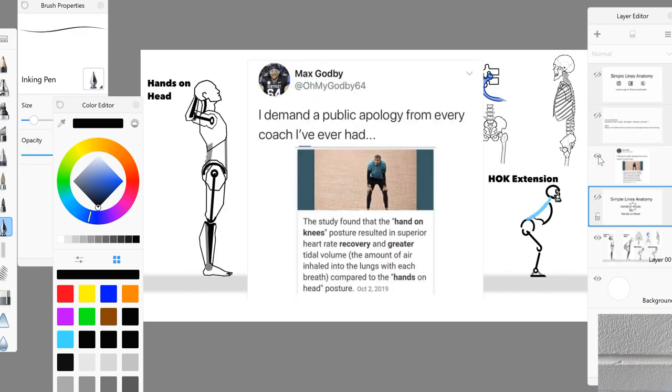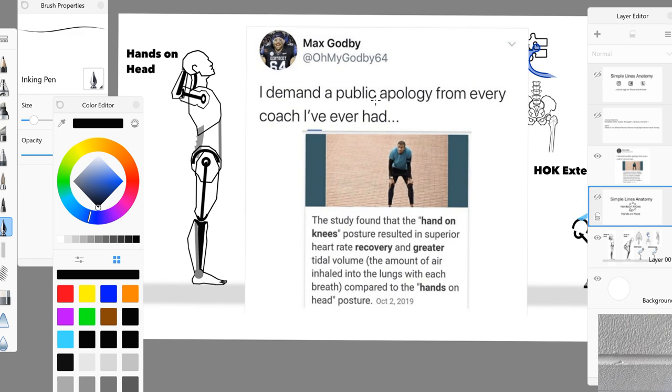And this is important because, you know, recovery is always huge in sports. They found that the hands-on-knees posture was superior. Heart rate recovery, tidal volume of lungs, basically your recovery overall is faster after high intensity training, and it's better than the hands-on-head posture for that recovery.